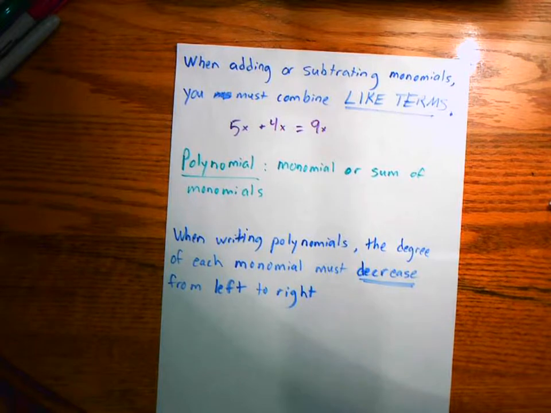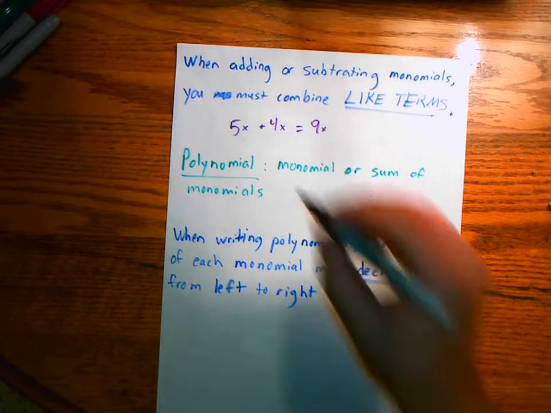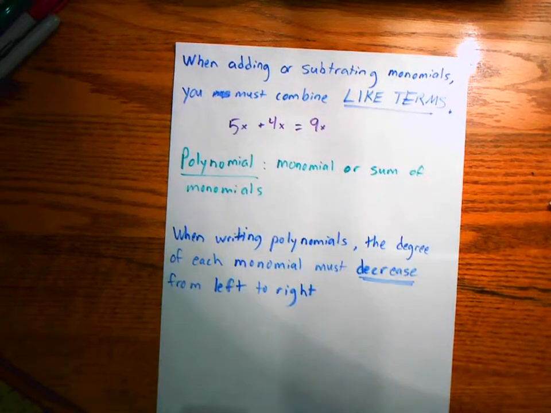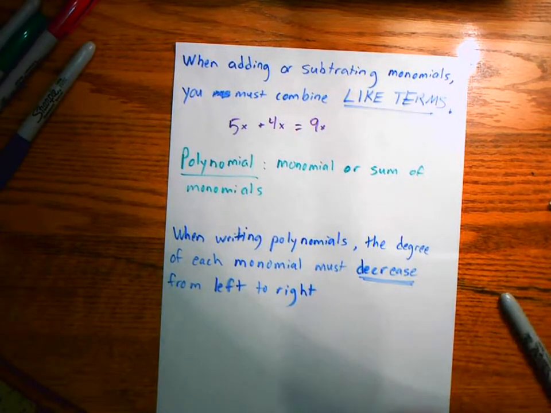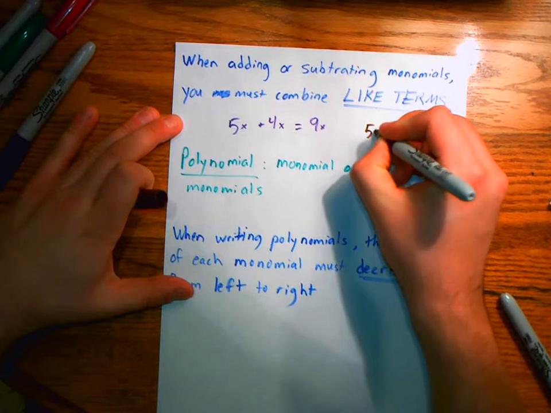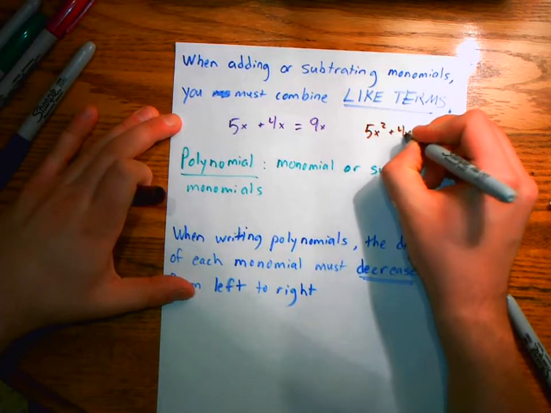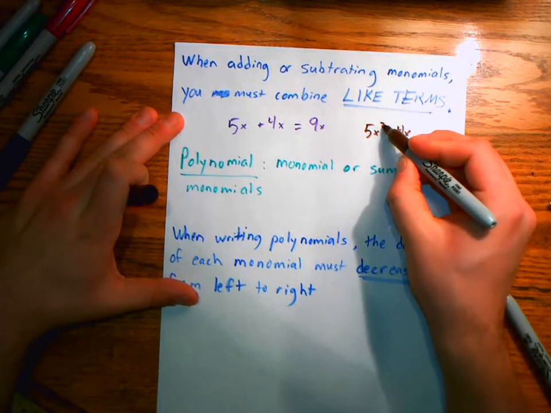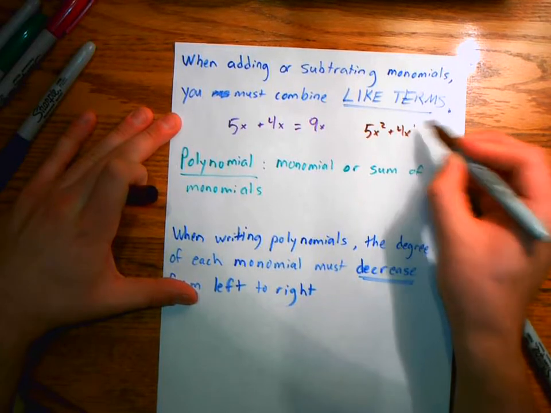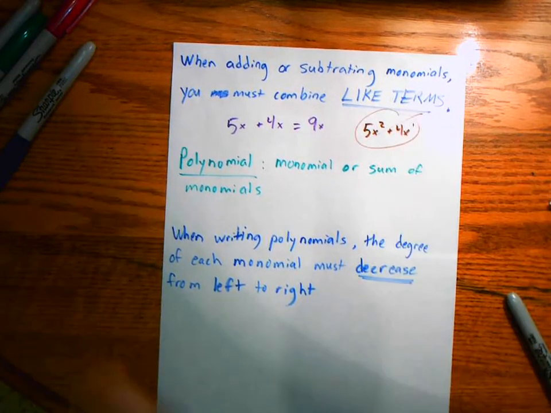Now, when you have a like term with a degree of a monomial, that must have the exact same degree. So if this was, I'll use a different color here, let's say 5x squared plus 4x. Those are not like terms because they do not have the same degree. This is a degree of 2, and that's a degree of 1. You cannot add those together, and they are not like terms.